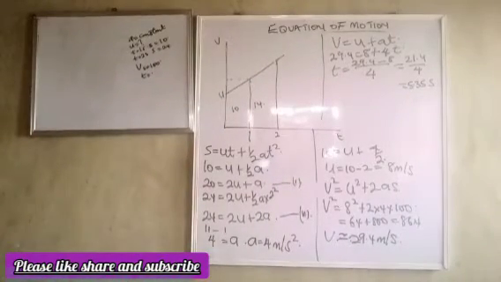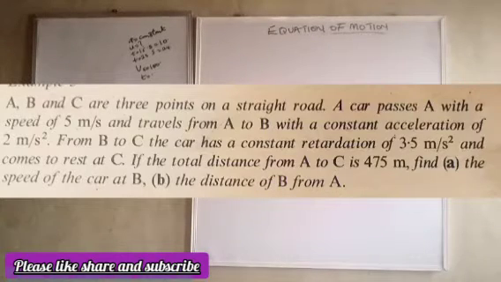A, B, and C are 3 points on a straight road. A car passes A with a speed of 5 meters per second and travels from A to B with a constant acceleration of 2 meters per second squared. From B to C, the car has a constant retardation of 3.5 meters per second squared and comes to rest at C. If the total distance from A to C is 475 meters, find (a) the speed of the car at B, (b) the distance of B from A.